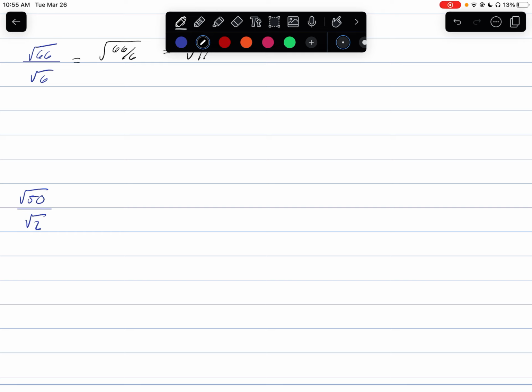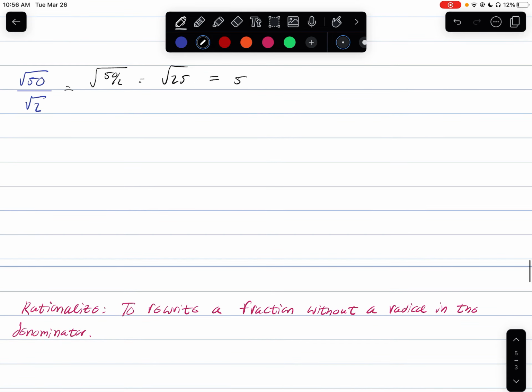Square root of 50 divided by the square root of 2. Well, you could write out the square root of 50 as the square root of 2 times 25, divide out the square root of 2 from both, and keep the square root of 25. But there's a faster way to do this. We could just rewrite this as the square root of 50 divided by 2, which is the square root of 25, which is just 5. So sometimes utilizing this rule actually makes your life quite a bit easier.